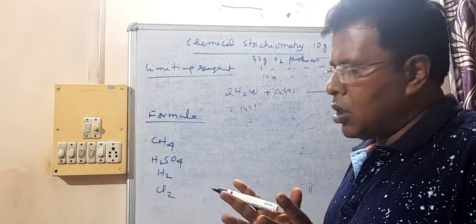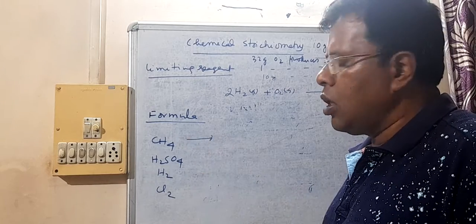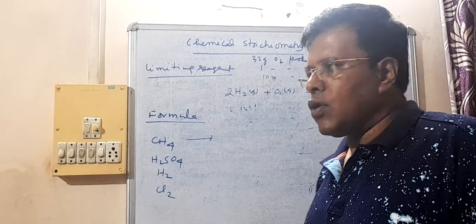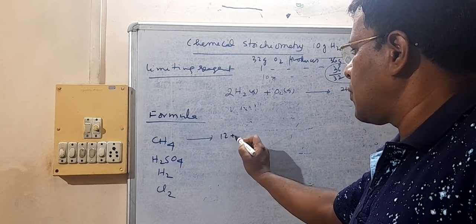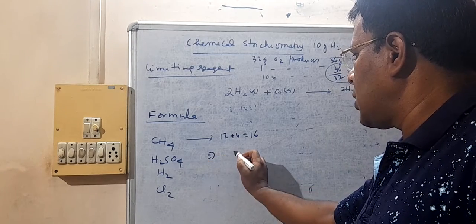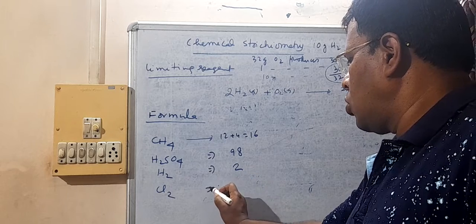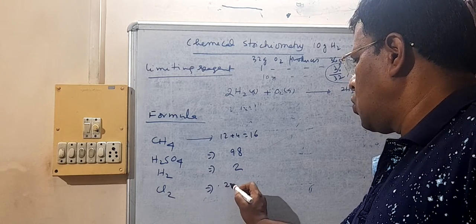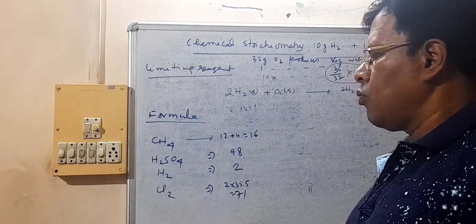Molecules are formed by the combination of atoms, and since they are all molecules, they have what is known as molecular mass. Molecular mass here is 12 plus 4, 16. Molecular mass here is 98. Molecular mass here is 2. Molecular mass here is 2 into 35.5, that is 71.